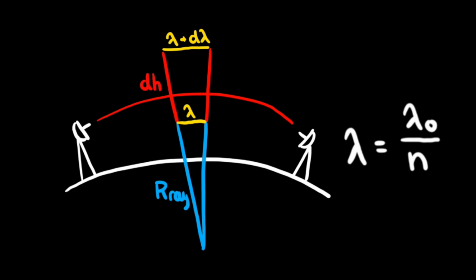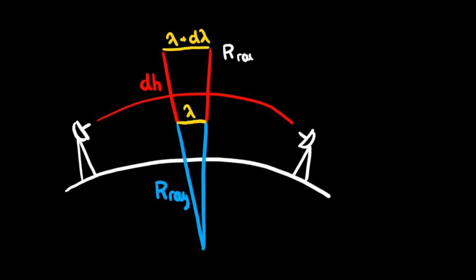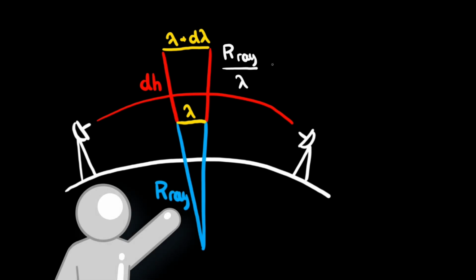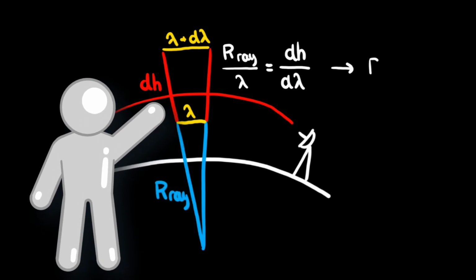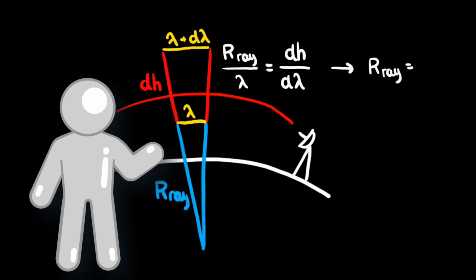Trace out the path of the rays and you will end up with a circle. The radius of this circle is the radius of the ray, which is the quantity we want to know. To do that, we need to define another quantity, the ratio between the radius and the wavelength of the ray. Now, due to the fact that we can recognize a triangle over here, we know that the ratios of this triangle should be the same as this one. The same goes for the ratio between those increments of altitude and wavelength.